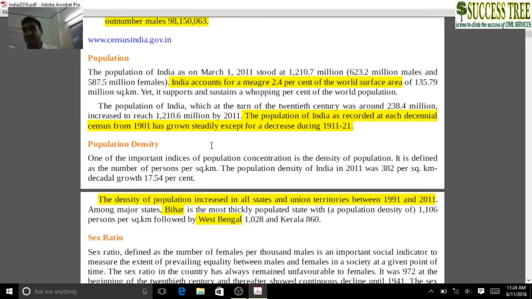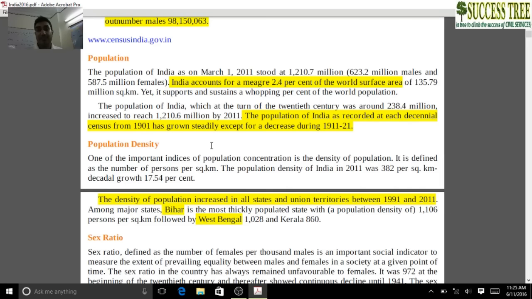except 1911 to 1921. During the 1911-21 period, the population has declined. Do you see the reason for it? The population of India as recorded at each decennial census from 1901 has grown steadily, except for a decrease during the 1911-21 census. So during this census, the population has declined.